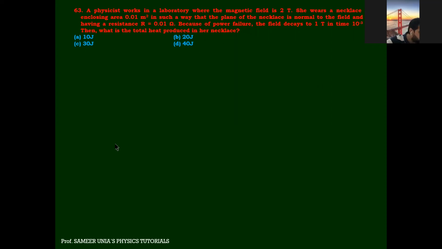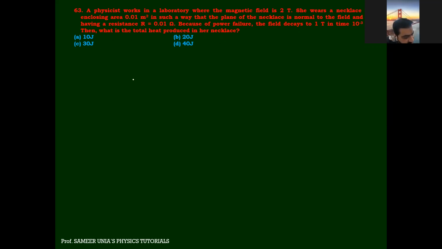The question tells you there is a physicist who works in a laboratory where the magnetic field is 2 Tesla, and she wears a necklace of enclosing area 0.01 meter square, but in such a way that the plane of the necklace is normal to the magnetic field.